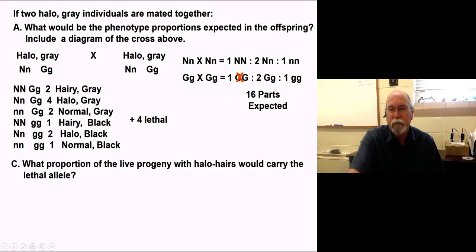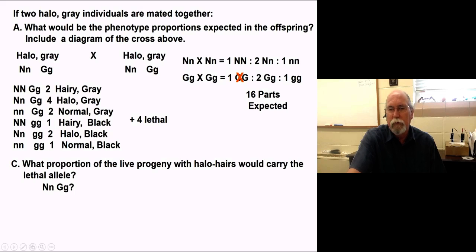The next question I think was, what proportion of the live progeny with halo hairs would carry the lethal allele? Okay, so we're back over here dealing with this lethal. So what are we talking about? I need to be haloed, okay? So halo has to be the heterozygous condition for the N locus, and I have to be carrying this lethal, which means I got to have the big G. So basically I got to look like that. Of the options I have here, like that, okay?